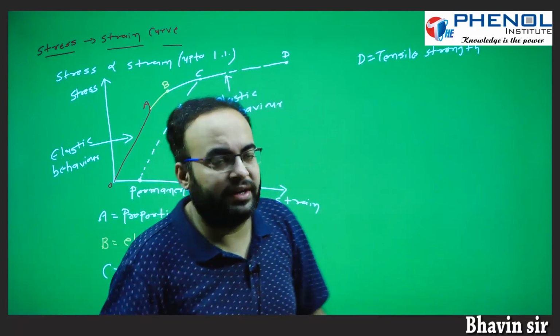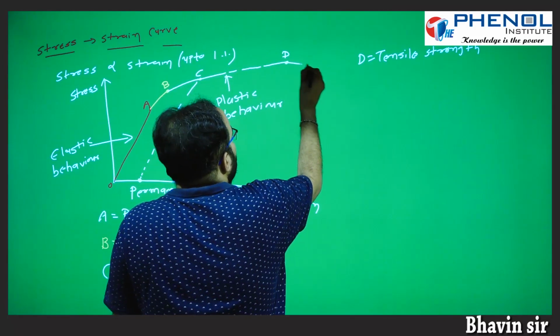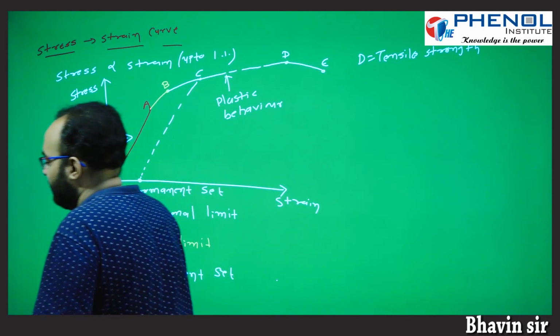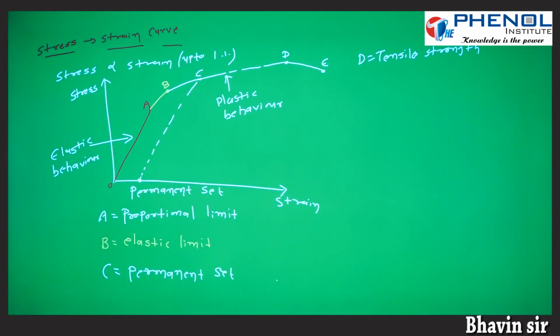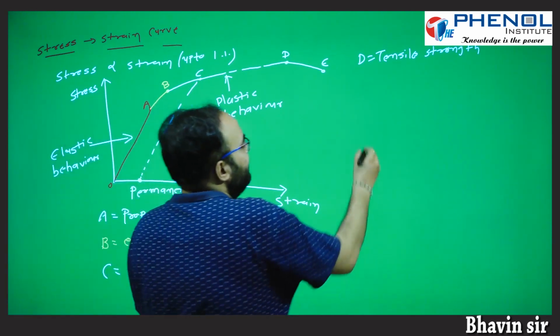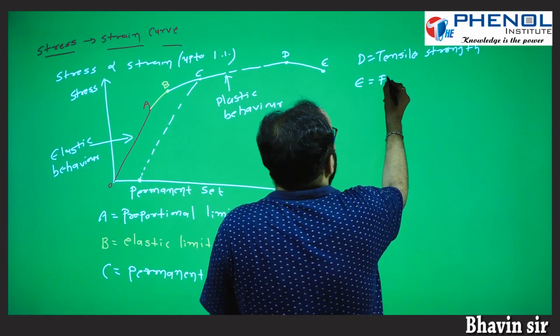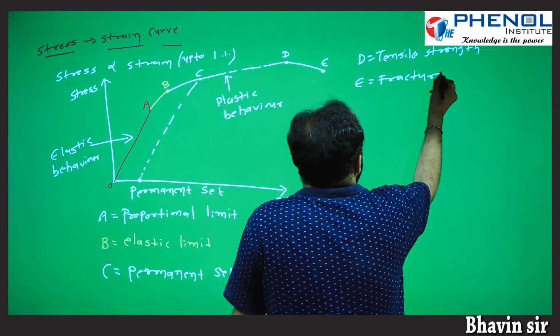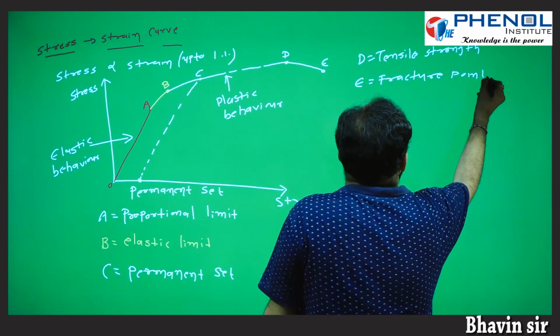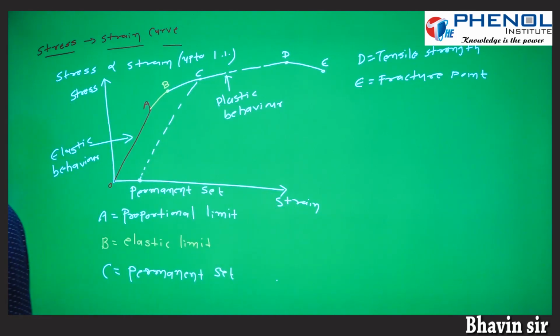Now if we increase further, then E is known as the fracture point. It means after point E the substance breaks, so E is known as the fracture point. Students, if the distance between D and E is very close, then the substance is brittle. It means the substance is not strong, but it is what? Brittle.